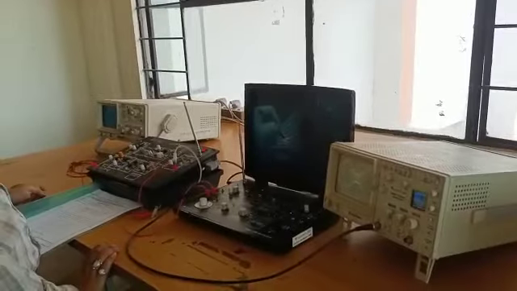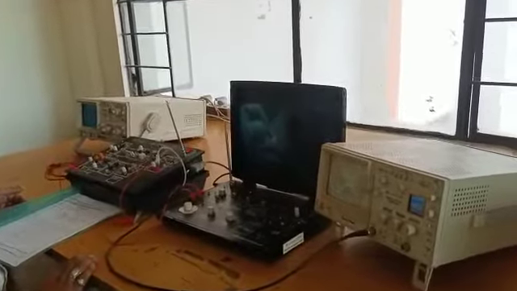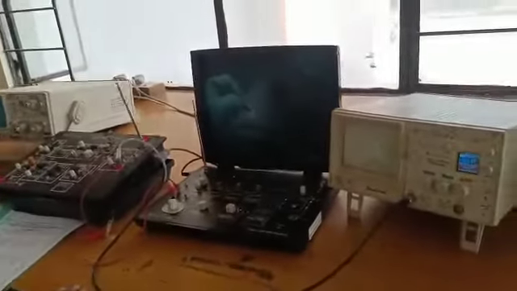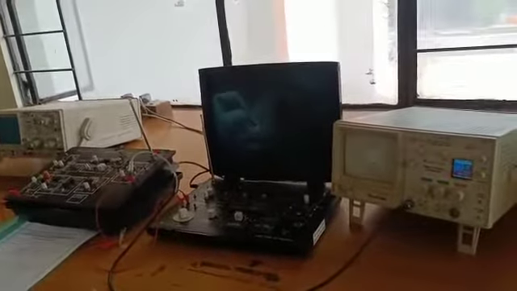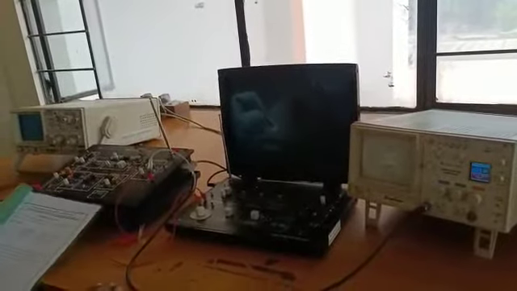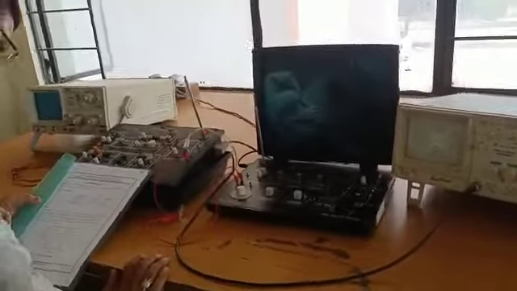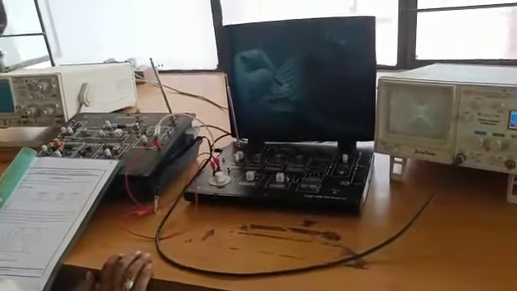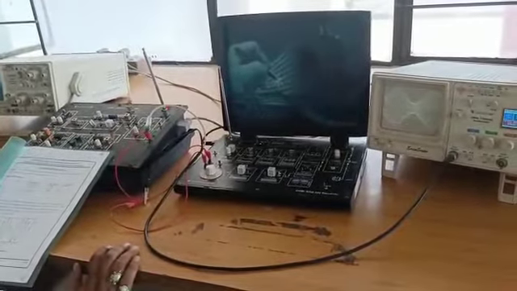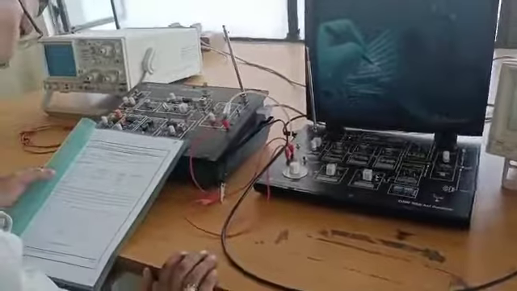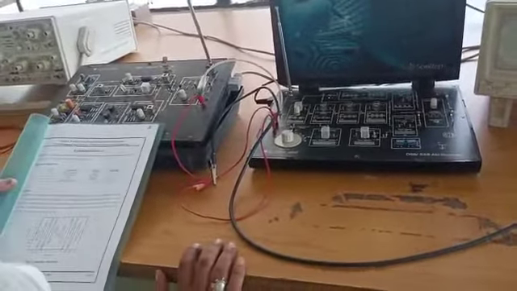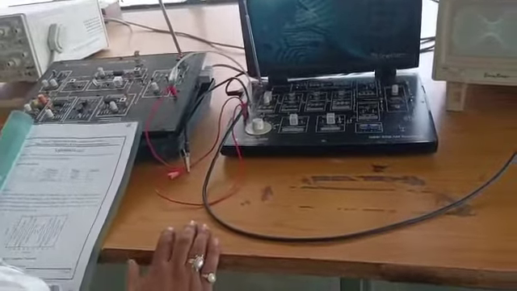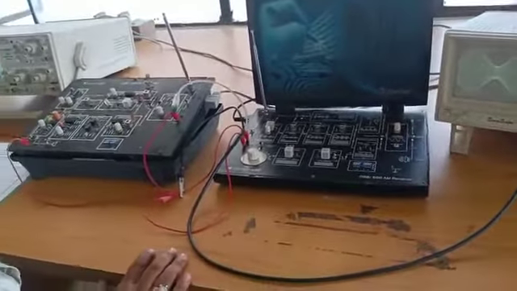Analog and digital communication lab, Semester 4. Experiment number 1: perform the experiment of amplitude modulation and calculate the modulation index. Also study DSB, DSB-SC, and SSB modulation and demodulation.